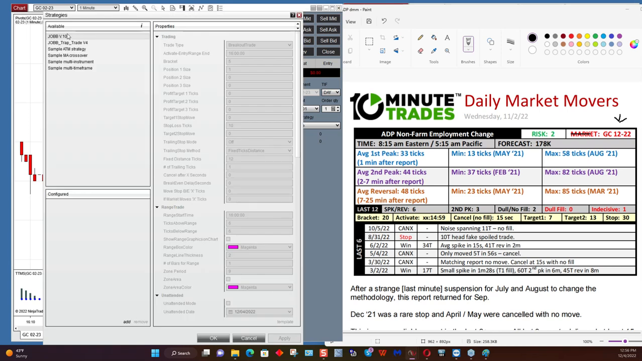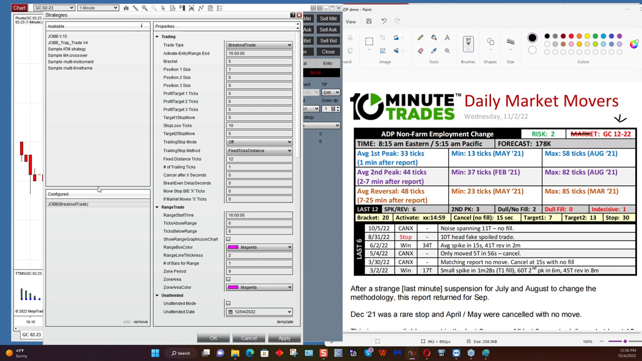Okay? Let's go in order. All right, we'll go in order. The bracket is 20. Here's the bracket item. Just put your cursor there, click it, and press backspace, put in a 20. Activation time. Okay? There's activation. You'll notice it's in a time format. So we know this trade is at 8:15 Eastern time.